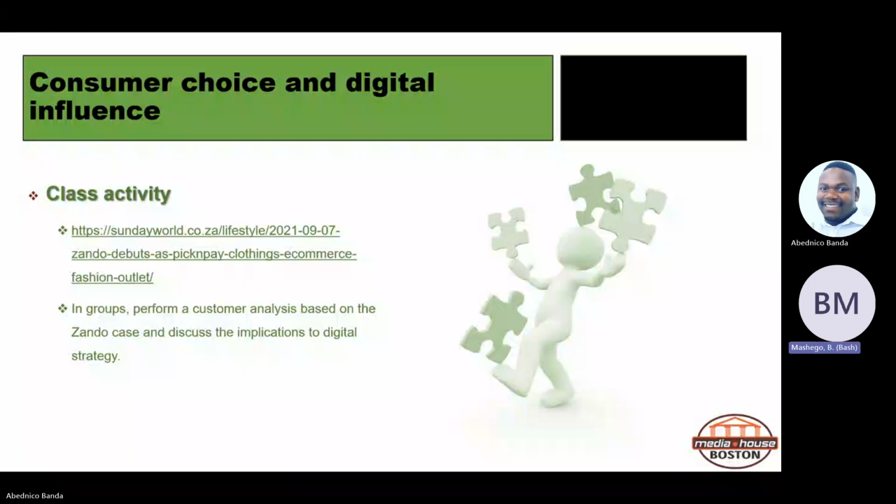It's definitely Pick n Pay. I mean Zando, sorry. Zando, because it's providing the platform, and the other way around as well. So it's always tricky to have these things and understand customers. And there are so many partnerships that are happening out there.